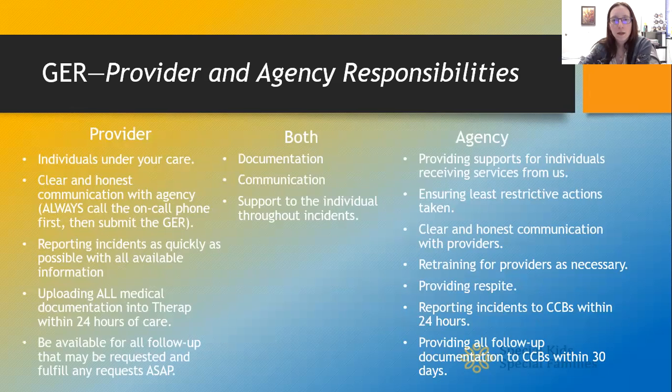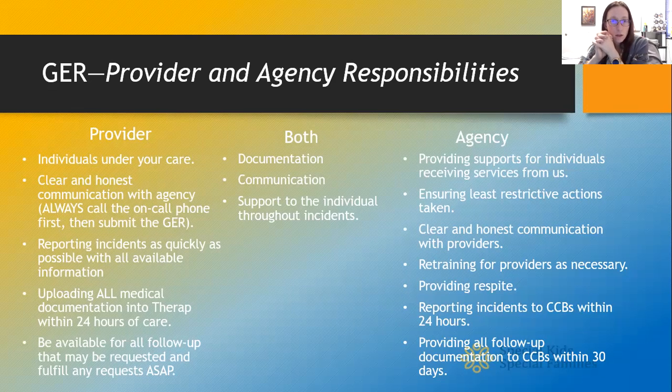Okay. And here I'm going to go over just a quick and brief look at what agency responsibilities are, what provider responsibilities are, and then where we meet in the middle and have a responsibility as far as both of us, where those responsibilities line up. So as providers, when you have a general event report, whether it be serious, critical, not critical, whatever the case, there is always going to be a responsibility as far as the individual is concerned. So providers, that number one responsibility is going to be the individuals under your care. Clear and honest communication with the agency and program.